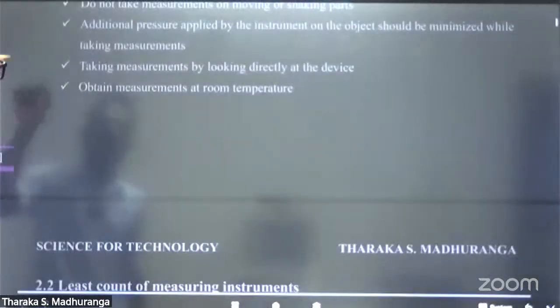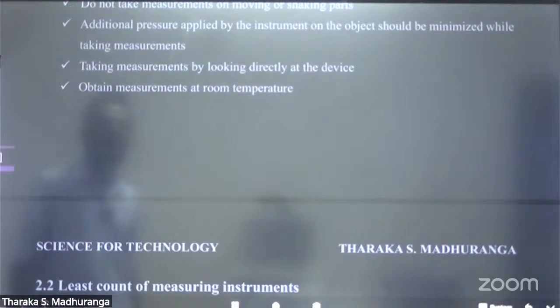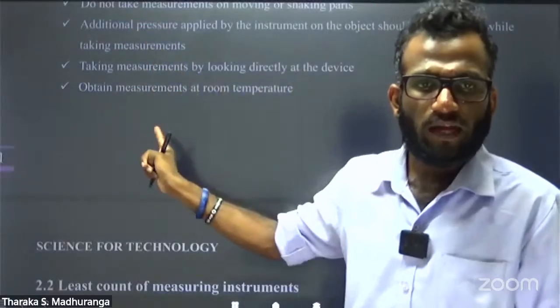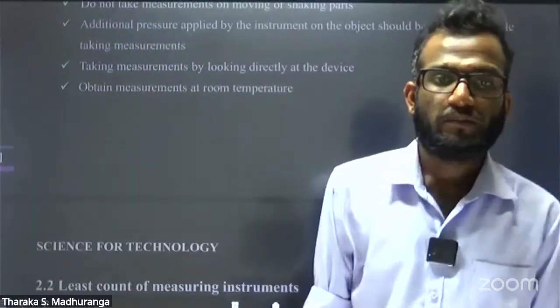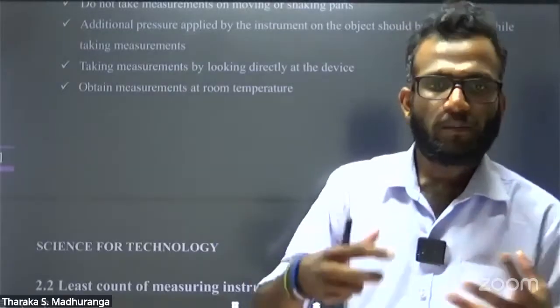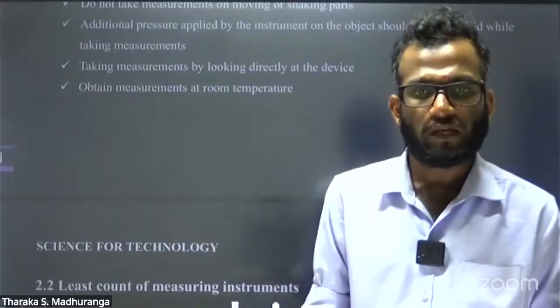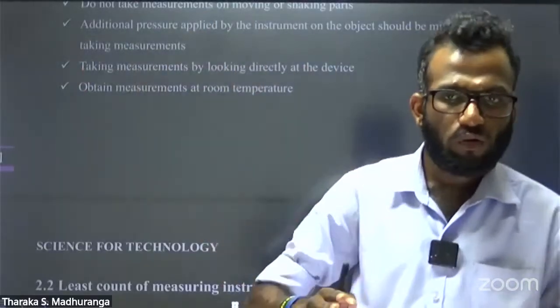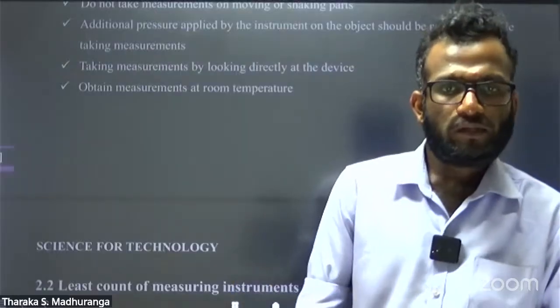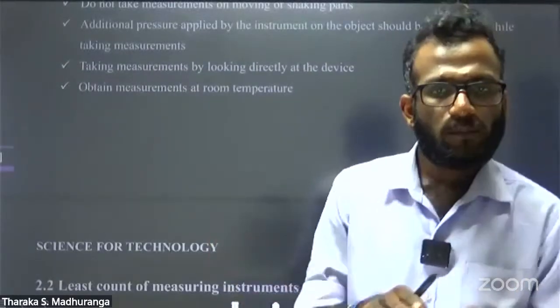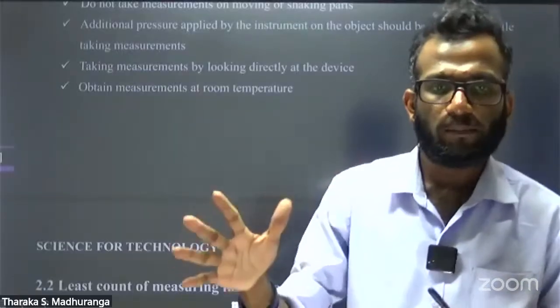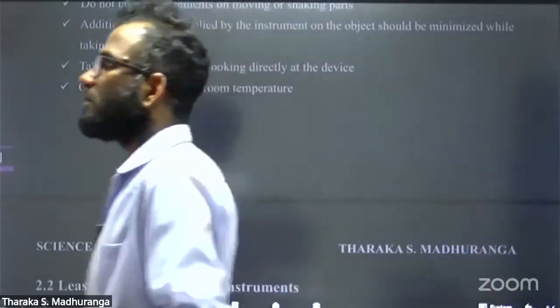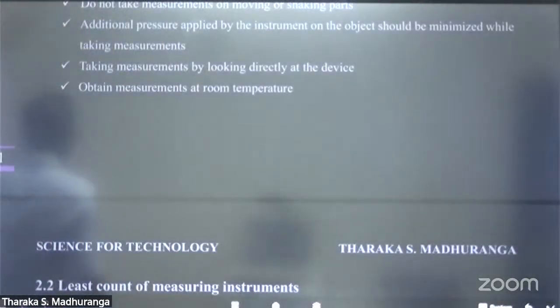The final one is to obtain measurements at room temperature. Can anyone suggest the reason? Normally we recommend taking measurements at room temperature, without overheated or overcooled conditions. The more suitable temperature is room temperature, which means ambient temperature. Can anyone suggest the reason? Quickly.